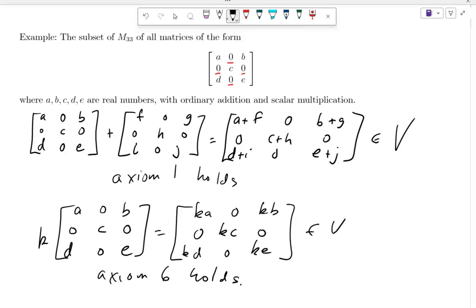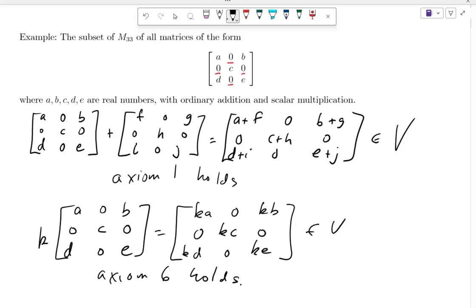What is the 0 vector in your M303? It's ordinary addition, so what's the 0 vector? Which matrix is it? It's the 0 matrix, right? It's just the one with all zeros in it, isn't it? Okay, does that fit that form? The matrix of all zeros, does it fit that form? Yeah, because the important part is that I have zeros in that diamond pattern, right? The A, B, C, D, E can be anything else that you want. So the 0 vector is back in there, so axiom 4 is good. All right? Without any questions.